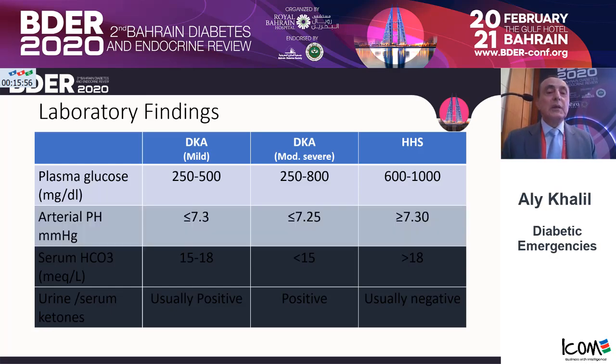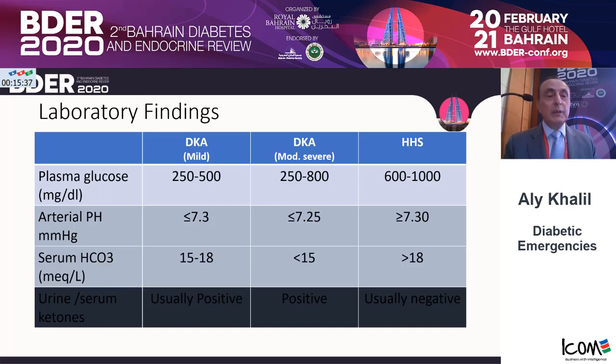Arterial pH, usually in mild diabetic ketoacidosis, is between 7.25 and 7.3. In severe, it's less than 7.25. In hyperosmolar state, actually, it's normal or mildly decreased. Okay, this is an important point to keep in mind. Serum bicarbonate is normal in hyperosmolar state, whereas it's decreased in the diabetic ketoacidosis state.